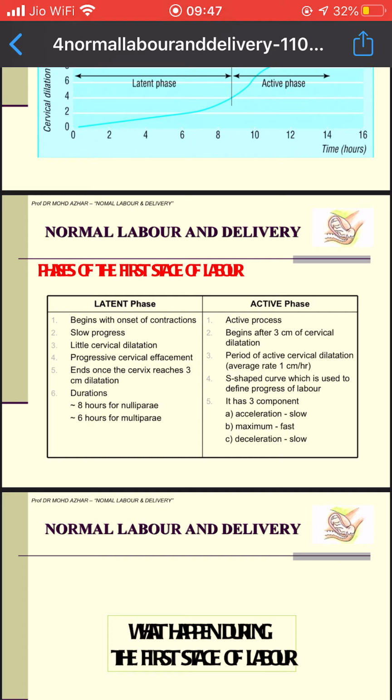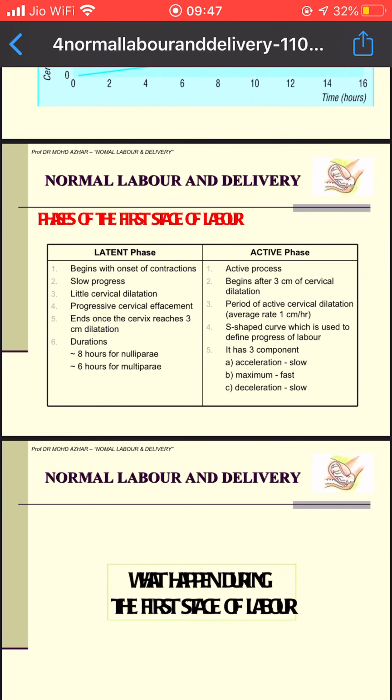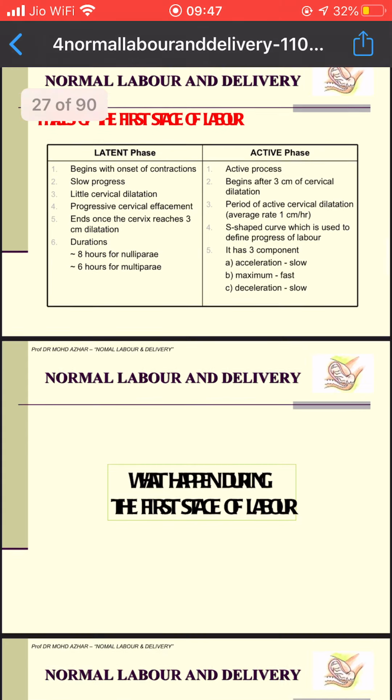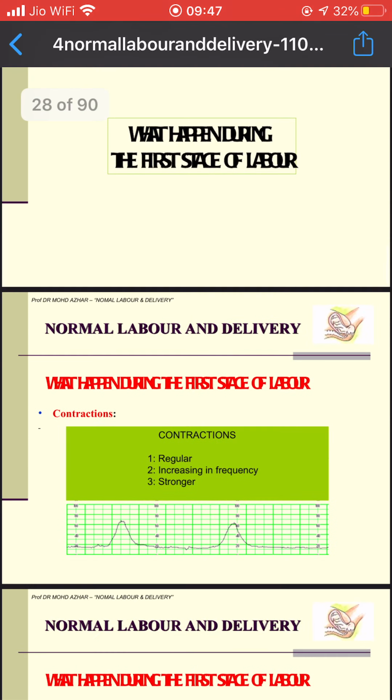Active phase, there is active progress. It begins after 3 centimeters of cervical dilatation. During this period of active cervical dilatation, the average dilatation should be around 1 centimeter per hour in a primigravida. The active phase is also divided into 3 components: acceleration, maximum, and deceleration. Acceleration is the slowest phase, maximum is when there is fast dilatation, and after maximum you have deceleration, where there is slow dilatation.